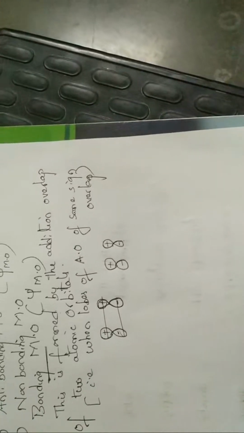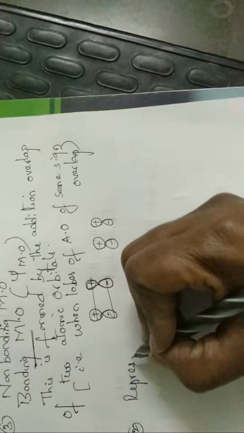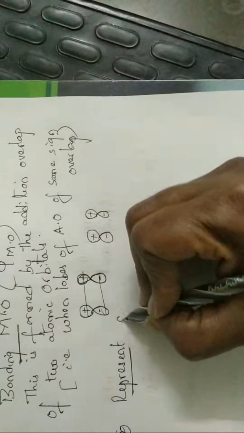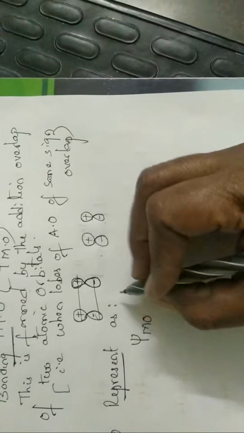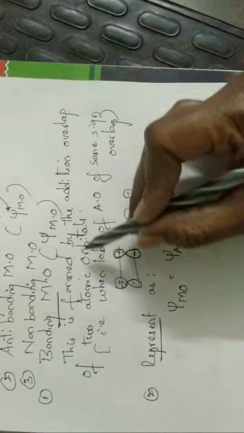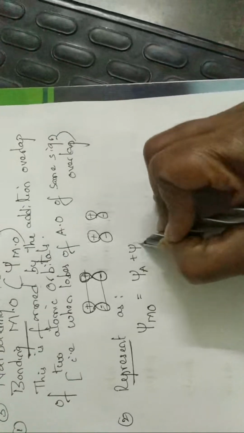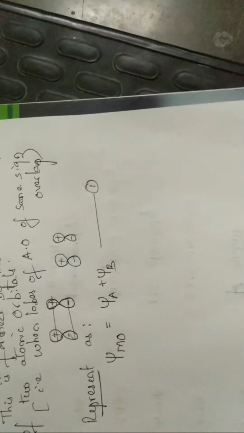So how will we represent it? Bonding molecular orbital, we will represent as psi molecular orbital equal to psi A, addition, so psi A plus psi B. Let us take this as the first equation.